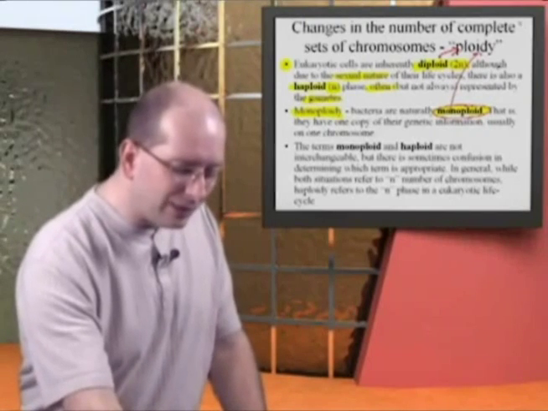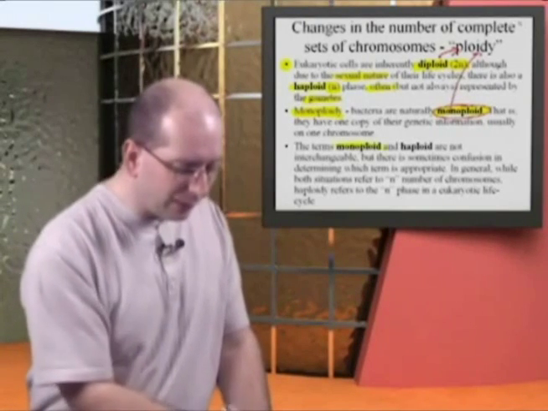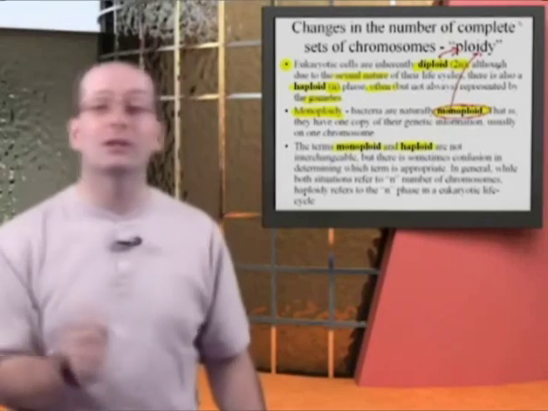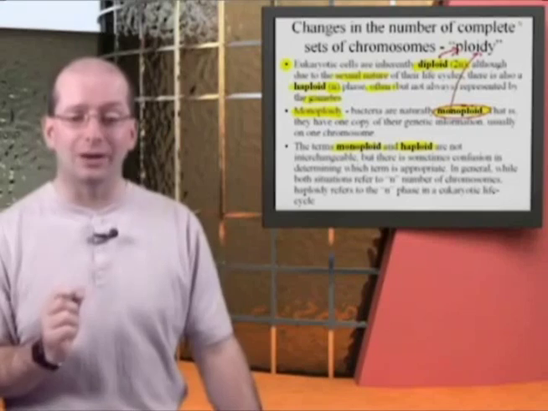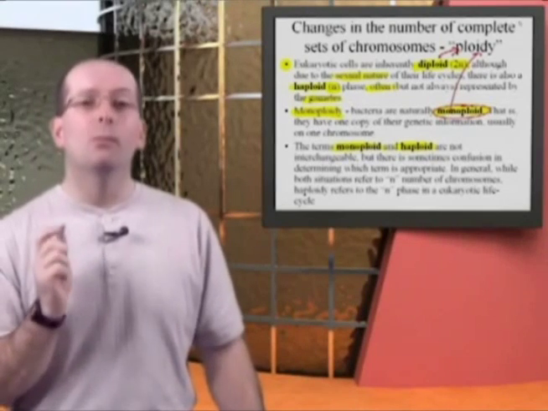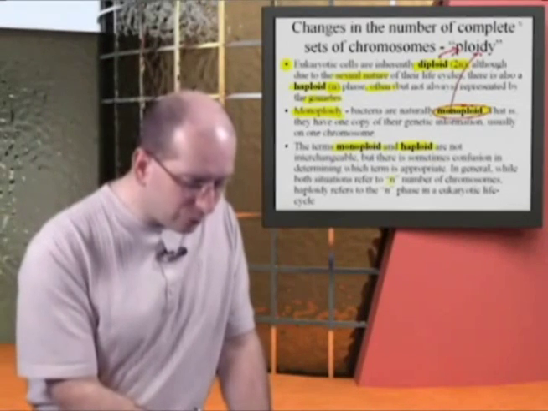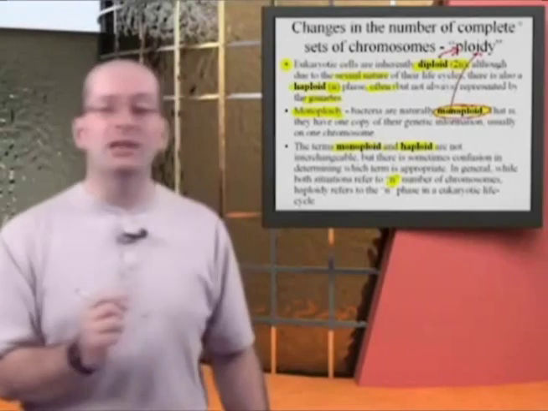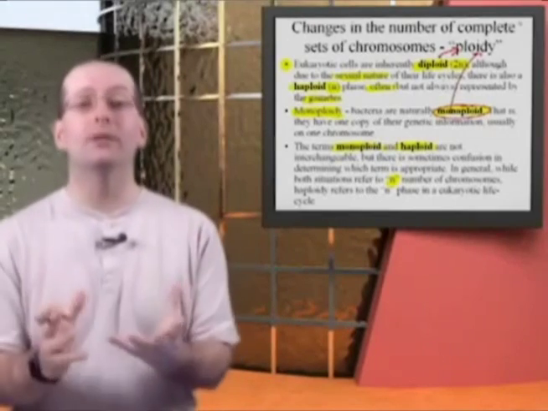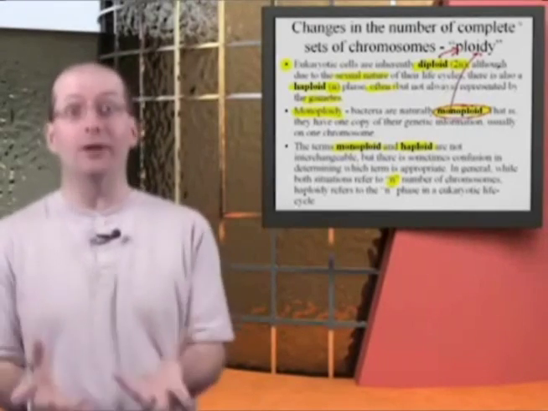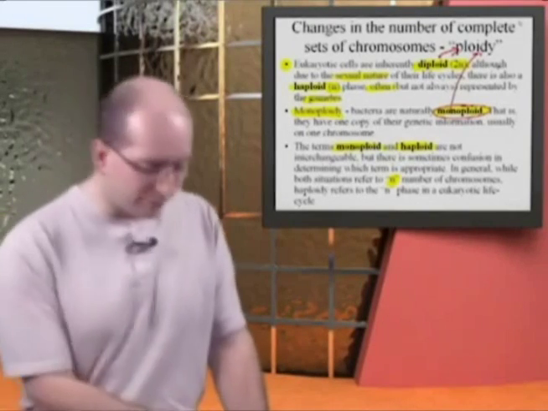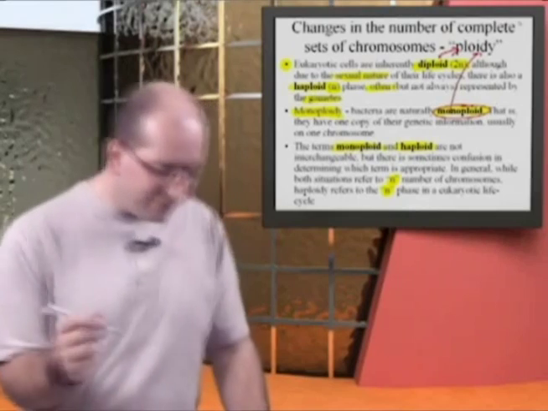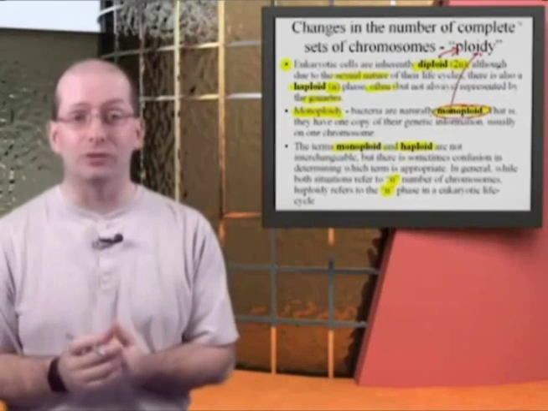So I say here that the terms monoploid and haploid, I've seen textbooks use them relatively interchangeably. And even though I'm humble, I have to say that this is not correct. So both situations seem to refer to an n number of chromosomes. In other words, one set, or in the case of bacteria, one chromosome. But haploidy really should be reserved for the n phase in a eukaryotic life cycle.